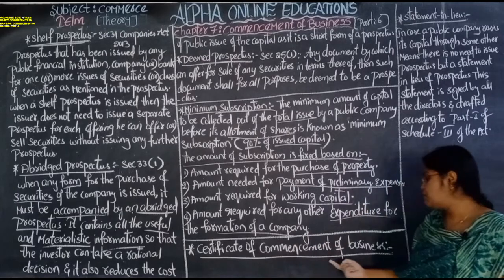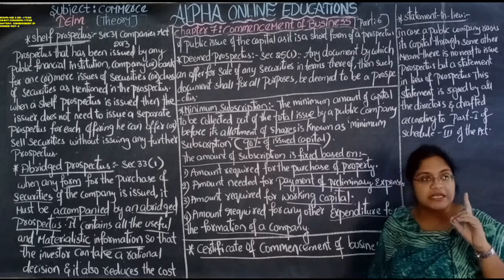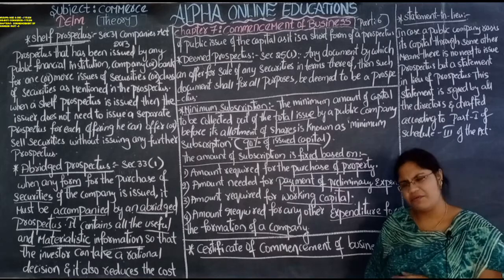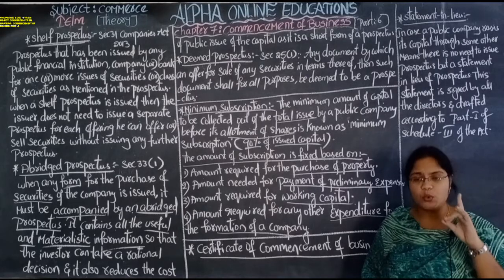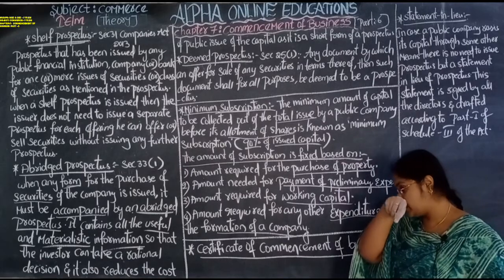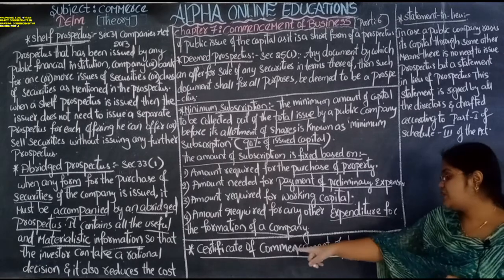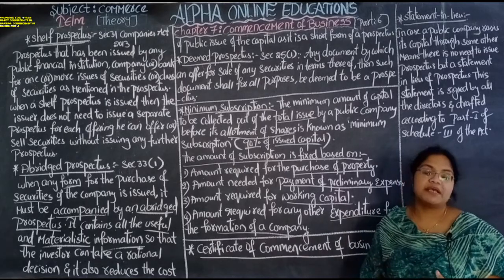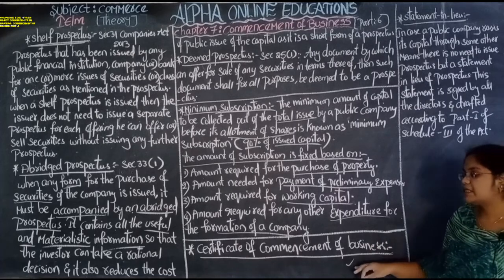Next is certificate of commencement of business. For private companies only one certificate is enough, that is certificate of incorporation. Already we have discussed this topic in the previous sessions. But for public companies two types of certificates are required. One is certificate of incorporation and the next one is certificate of commencement of business. These two certificates are required for the public company in order to start its business. So it is very mandatory.